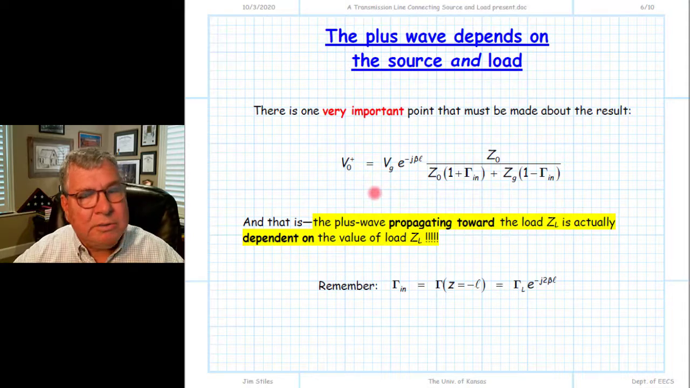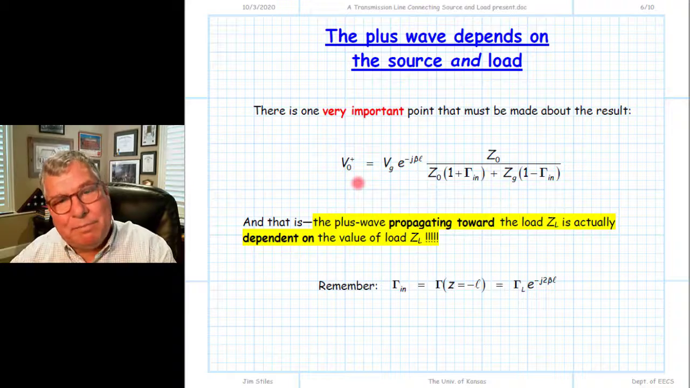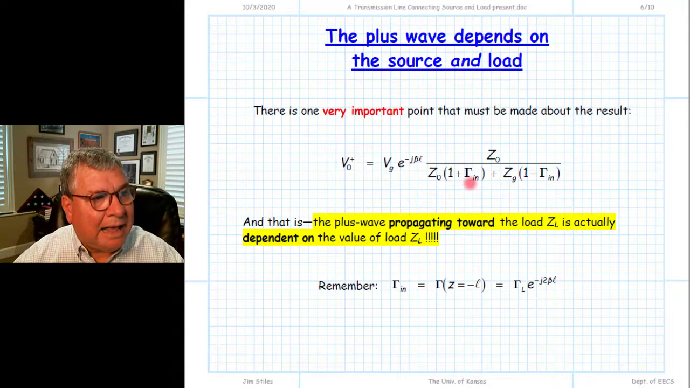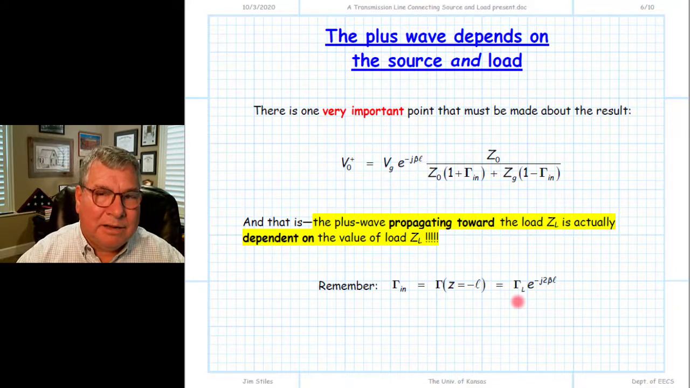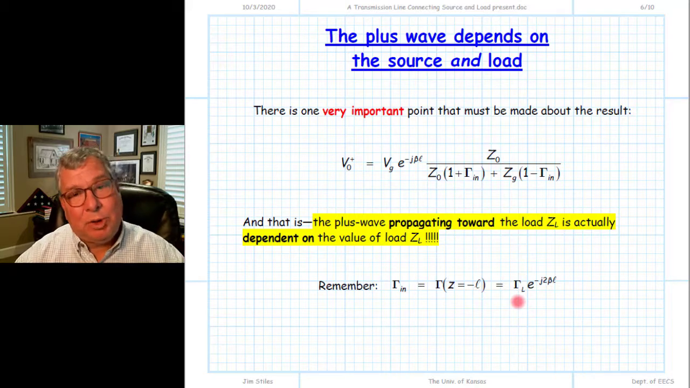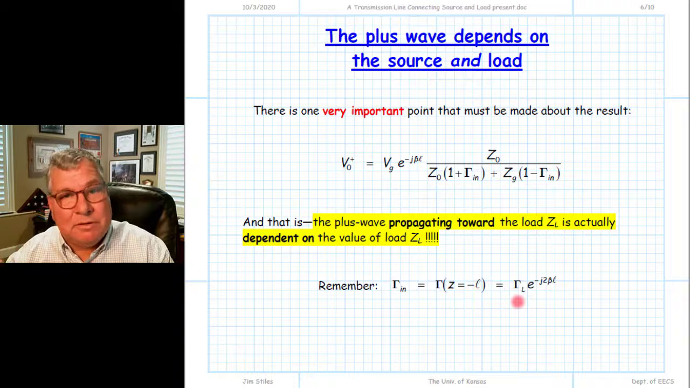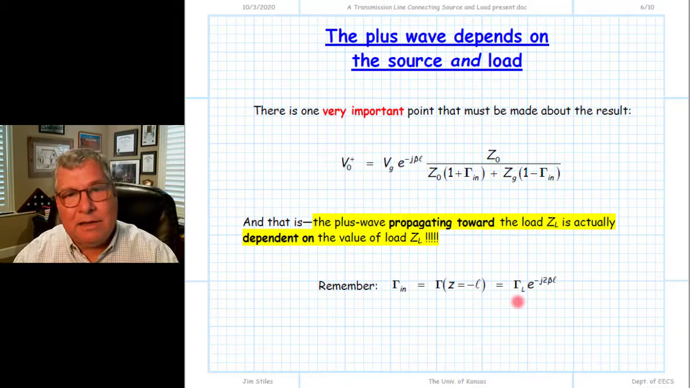But if we look closely, we also find that the complex wave amplitude describing the wave propagating from the source down to the load also depends on gamma n, which depends on gamma L. Gamma L is the load reflection coefficient. In other words, the load at the other end of the line has something to do with the wave that is propagating from the source to that load at the other end of the line.